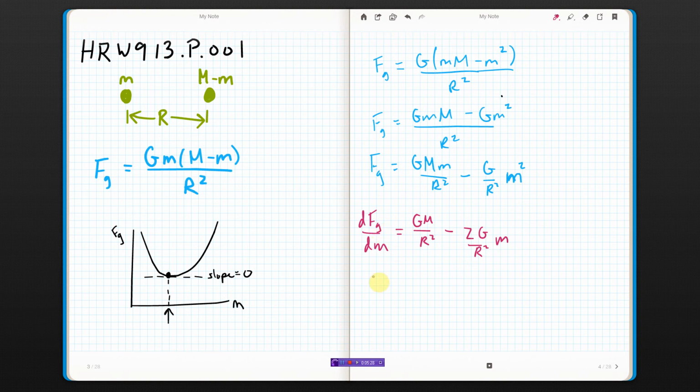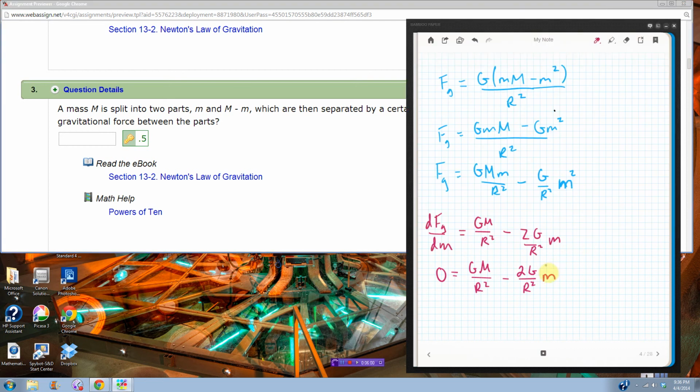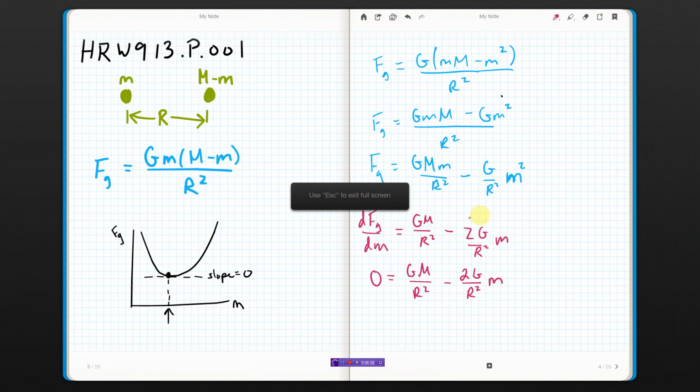Now, I set that derivative equal to 0, so 0 equals G big M over r squared minus 2G over r squared times little m. Now, what I want is the ratio, little m over big M. So I basically need to solve this equation so I end up with little m over big M on the left-hand side equals something, and that will tell me what that something is. Sorry, I hit the pause button instead of the full screen button.